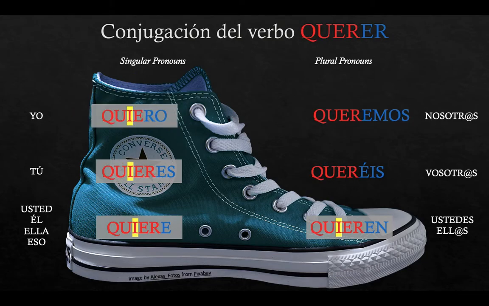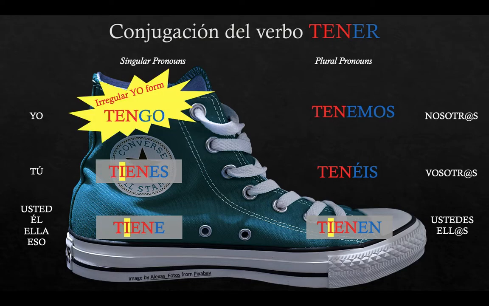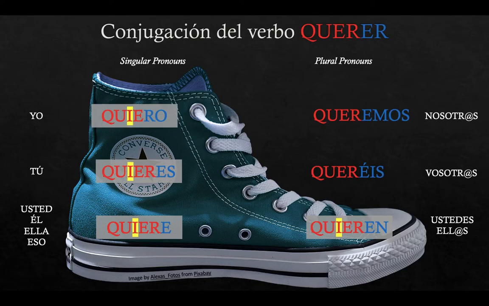I just wanted to add this conjugation of querer so you can see that you already did this and you already know this. So quiero, quieres, quiere, the stem changes, and that is why it's inside the shoe. The shoe is for putting those forms that change in stem.